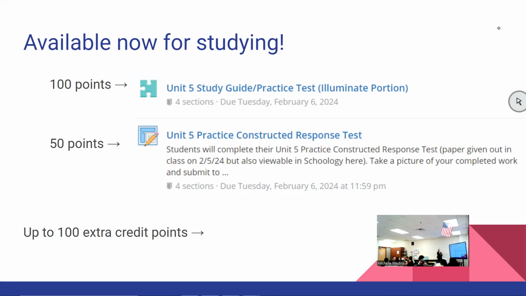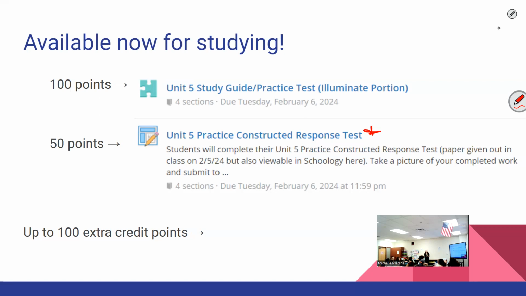These have been available since Friday, the practice constructed response since before Friday. The practice constructed response is the paper you picked up in addition to today's note sheet. So I will check this one during class on Wednesday when you do the binder check. Otherwise, if you don't get full points, you upload to Schoology.